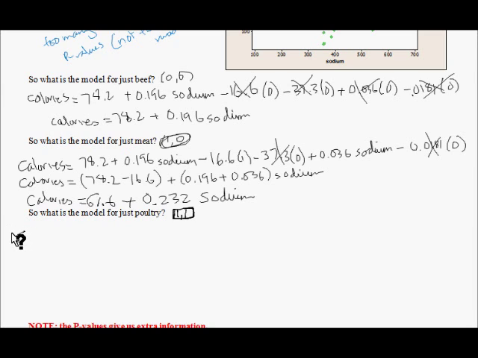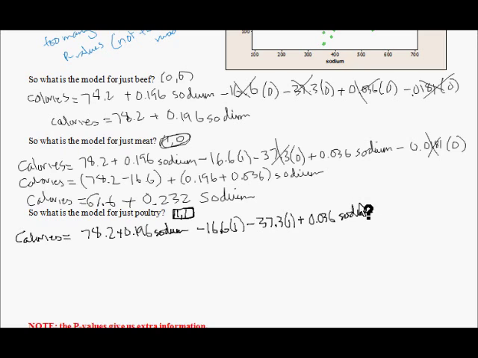So it's going to be calories is equal to 78.2 plus 0.196 times sodium, then minus 16.6 times indicator 1, which is 1, minus 37.3 times indicator 2, which is 1, plus 0.036 times 1 times sodium, so that's times sodium, and then minus 0.0181 times 1 times sodium, because now it's indicator 2, so that's times sodium also.